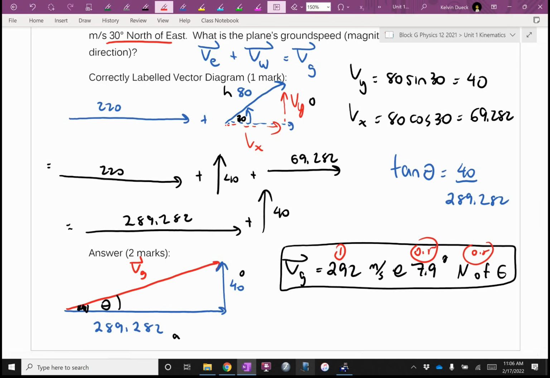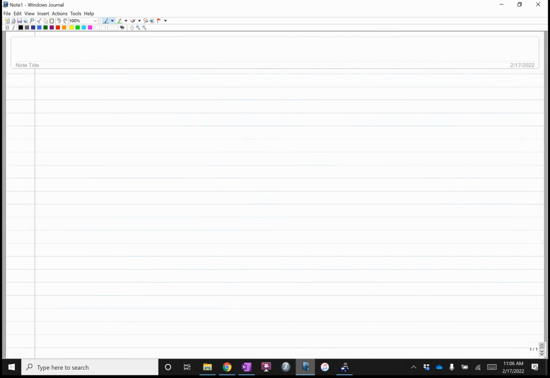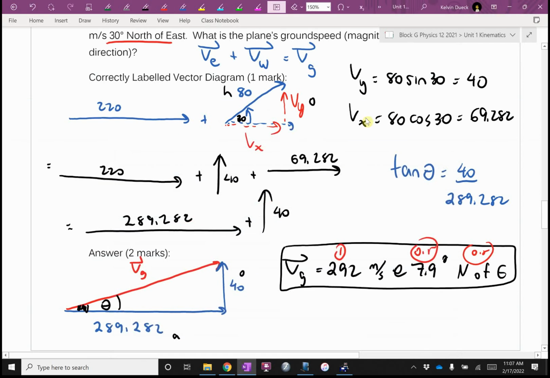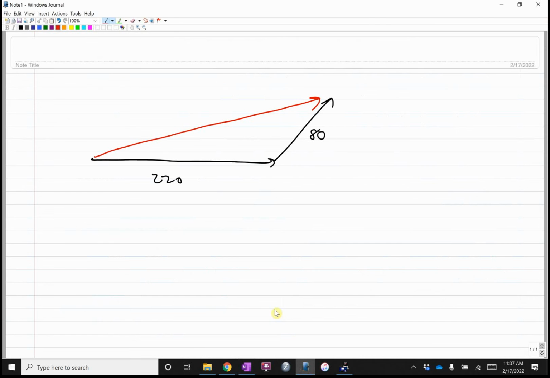The other way you could do this, by the way, if you're good at the sine law and the cosine law, you don't have to go components. You can actually add 220 to 80 tip to tail, where this is your resultant, which looks an awful lot like what I ended up with as my resultant too. The only problem is this angle here of 30 is not inside my triangle. I need that angle. How big is that angle? Okay, 150.